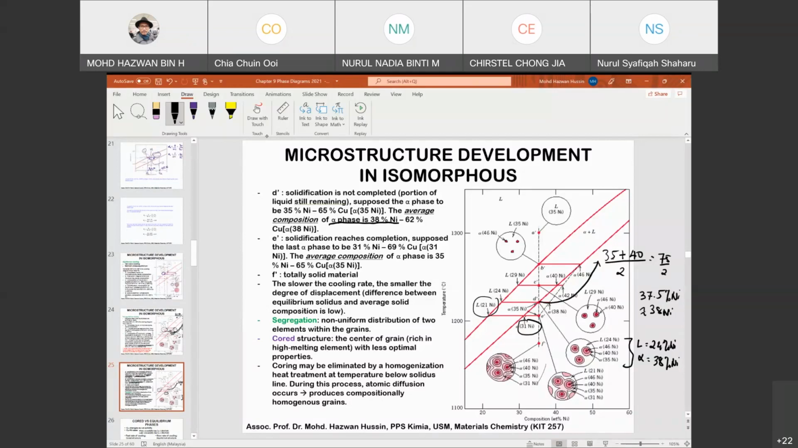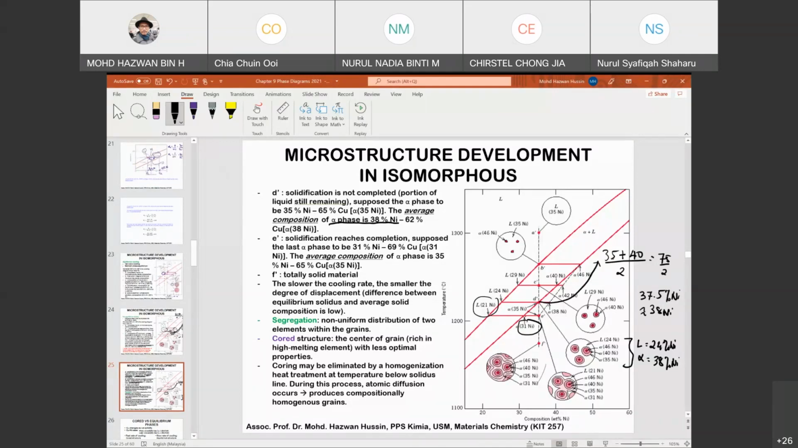All right. So any questions so far regarding non-equilibrium cooling microstructure? Is there any question? Any doubts? Probably in terms of calculating the average composition.